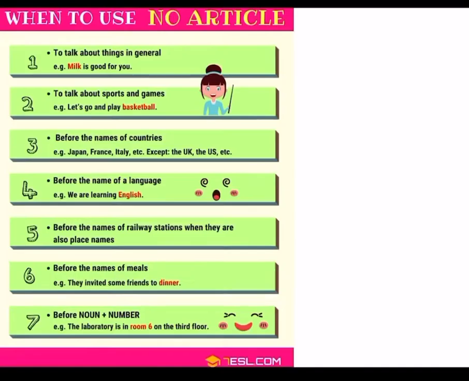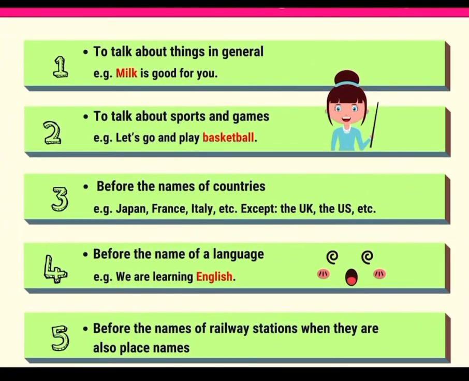Okay, there's one more slide. Here we see when we do not use any article in the sentence. So let us see when to not use article in the sentence. When we talk about things in general, like milk is good for you, tea is good for you, have coffee in the morning. So when you are talking about general things, don't use any article in front of it.